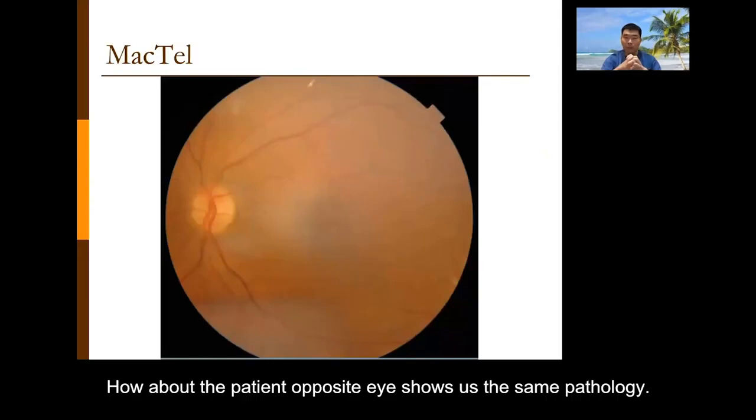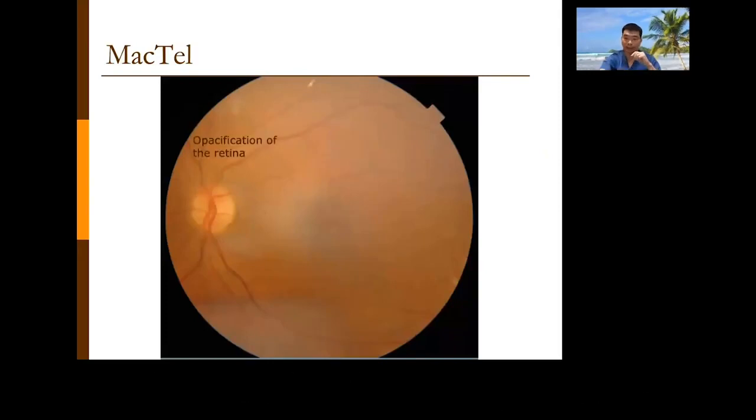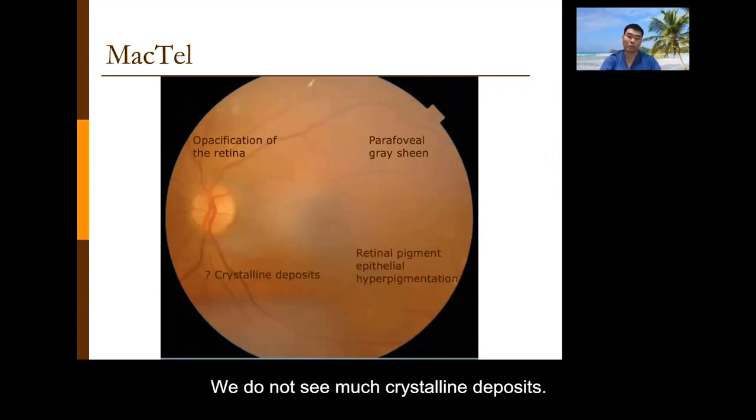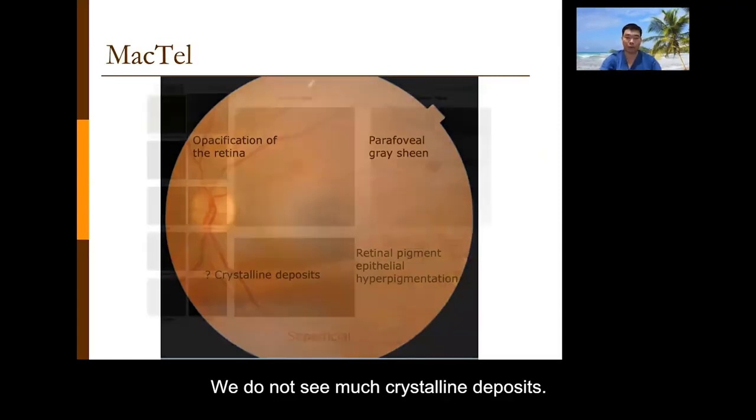How about the patient's opposite eye? Will it show us the same pathology? Yes, we do see the opacification of the retina with the parafoveal gray sheen as well as this retinal hyperpigmentation. However, we do not see much of the crystalline deposits.